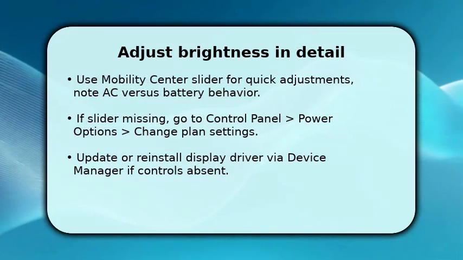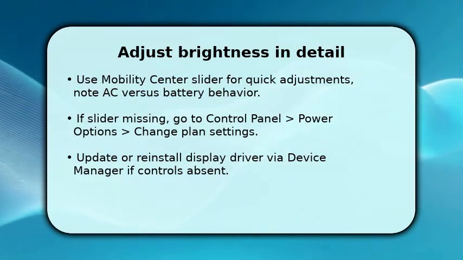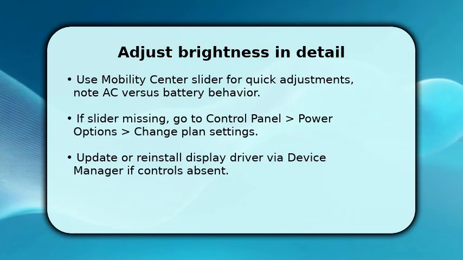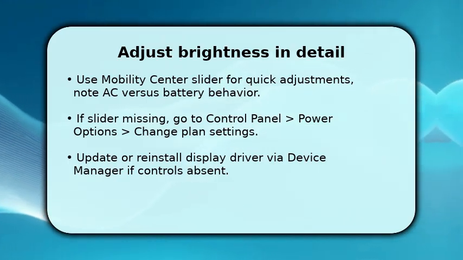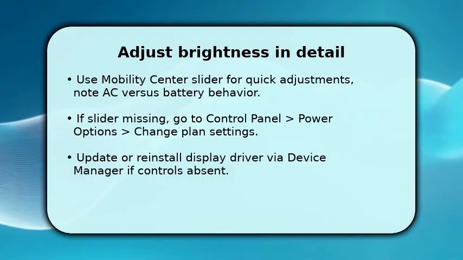You now adjust brightness precisely. In Mobility Center, drag the monitor brightness slider to the desired level. Notice the difference when on AC versus battery power because power plans can override settings. Once done, open Control Panel Power Options, change plan settings to set separate brightness for on battery and plugged in.